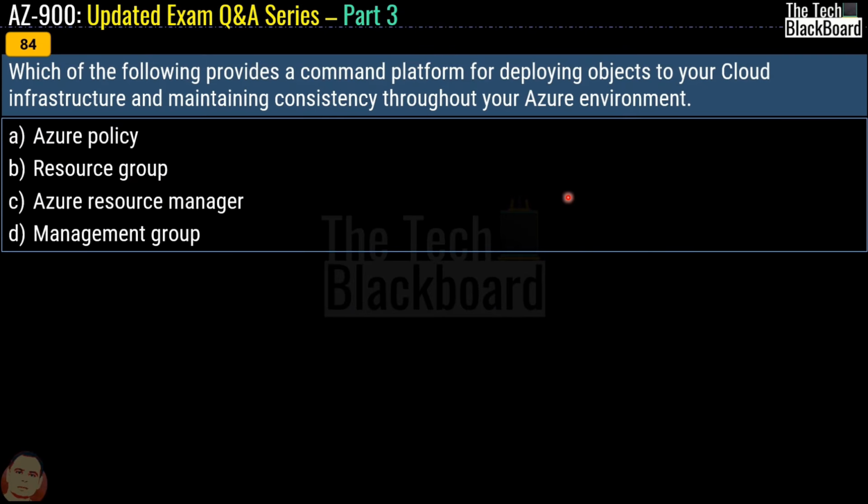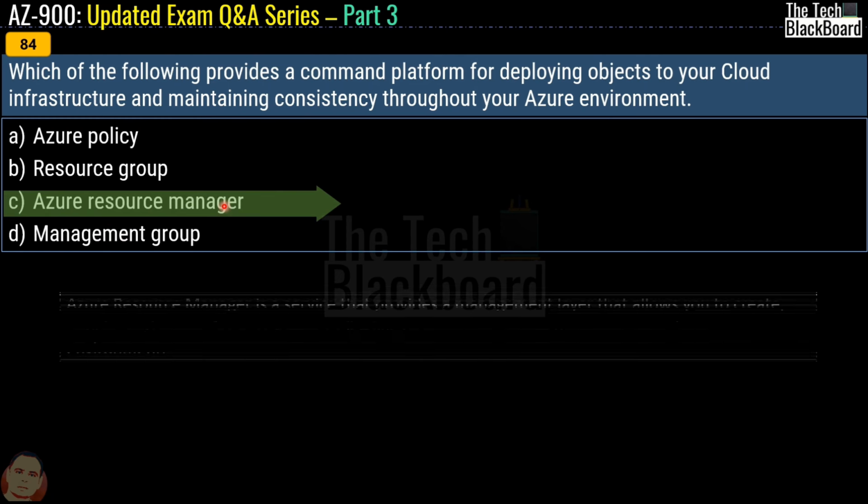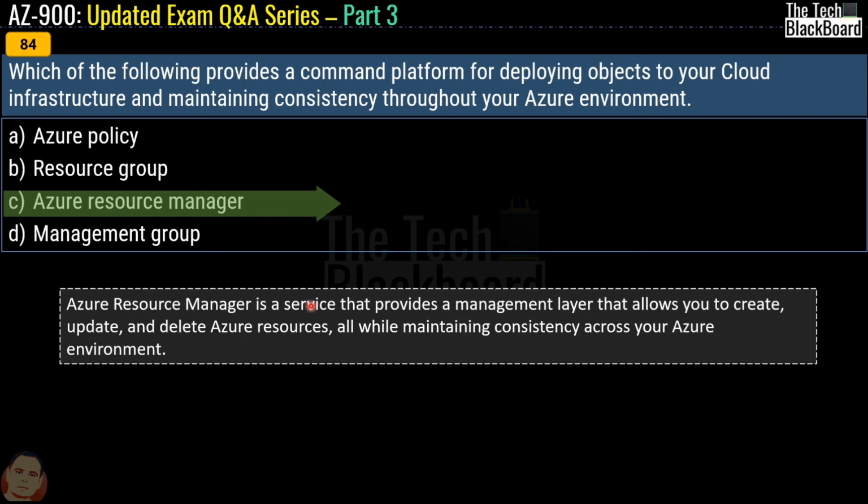Now let's move to question number 84, which says: which of the following provides a common platform for deploying objects to your cloud infrastructure and maintaining consistency throughout your Azure environment? Your options are Azure Policy, Azure Resource Group, Azure Resource Manager, or Management Group. The correct answer for this question is option C, Azure Resource Manager. And here is a quick detail on Azure Resource Manager, which is a service that provides a management layer that allows you to create, update, and delete Azure resources, all while maintaining consistency across your Azure environment. And that's exactly what our question is also looking for.